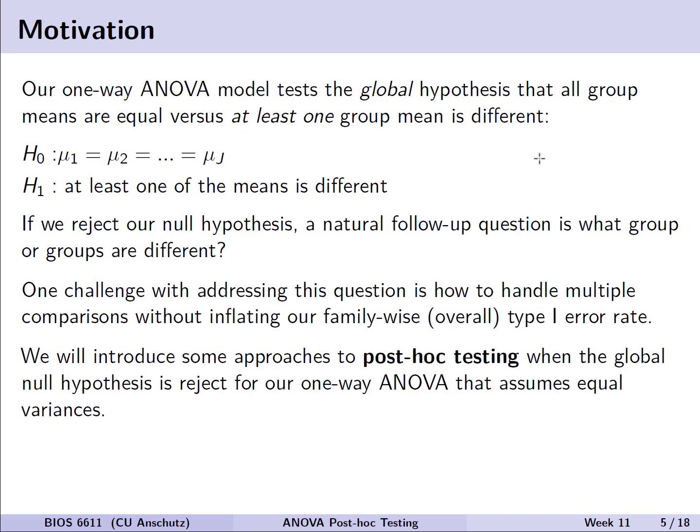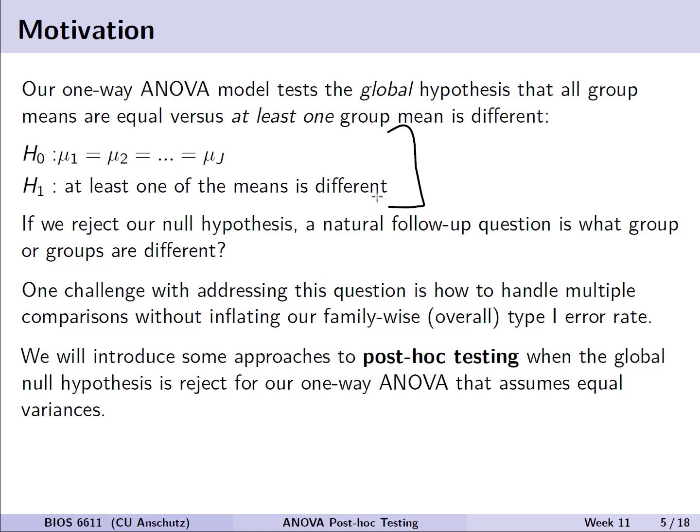So again, what we discussed in the last lecture was a one-way ANOVA model, which ultimately is testing what we call a global hypothesis. In other words, that all group means are equal versus the alternative that at least one group mean is different. We could state it as we see on the screen here: the mean for group 1 is equal to the mean for group 2, or mu 1 equals mu 2, equals up to the mean for the jth group. And our alternative is that at least one of those is different.